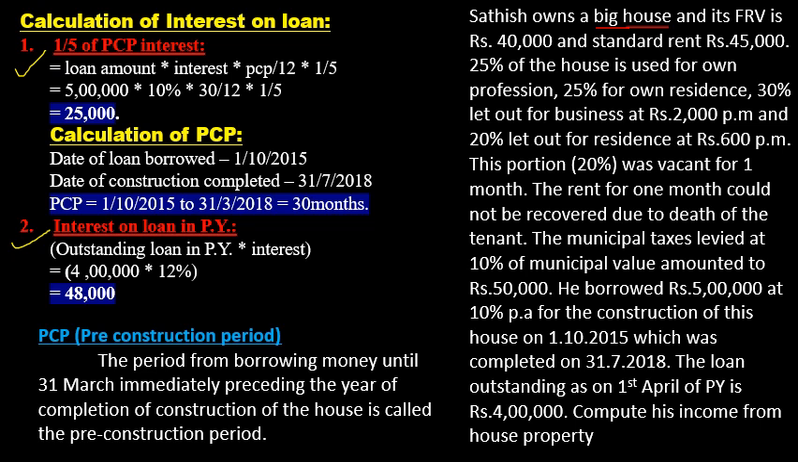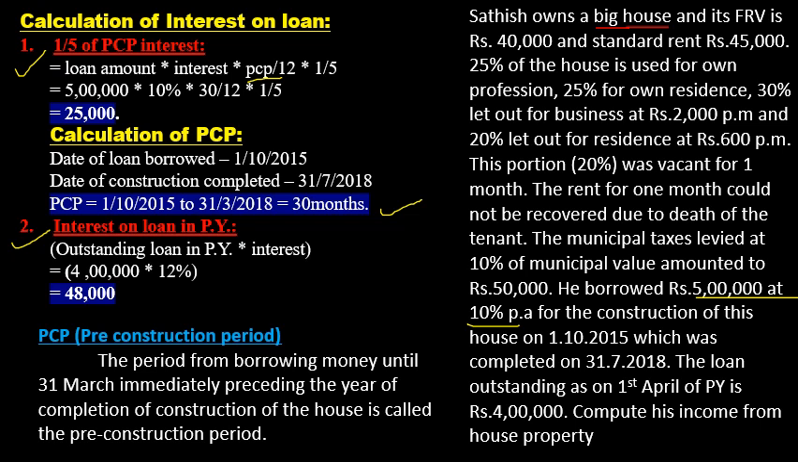The equation is loan amount into interest into PCP by 12 into 1 by 5. Substitute the values. The loan amount is 5 lakh, the 5 lakh he borrowed. 10% is the rate of interest. And PCP, the pre-construction period, the duration taken by SSC to construct the house, is called a pre-construction period. Here it is a total of 30 months. The interest paid in that particular duration is called PCP interest, pre-construction period interest.